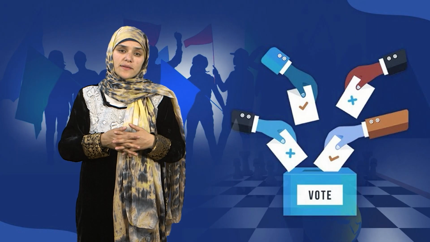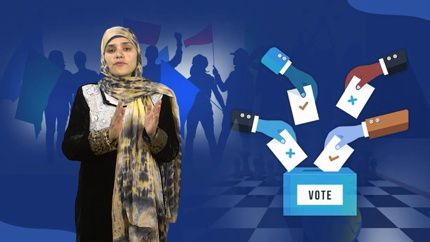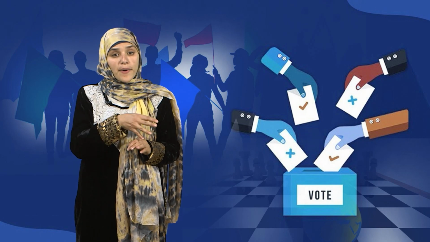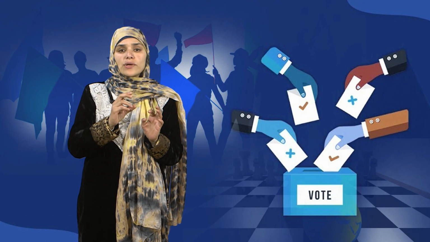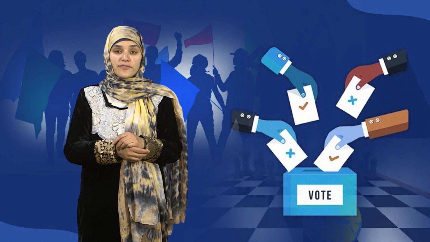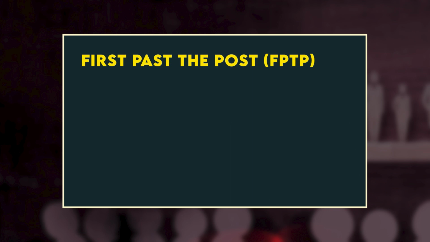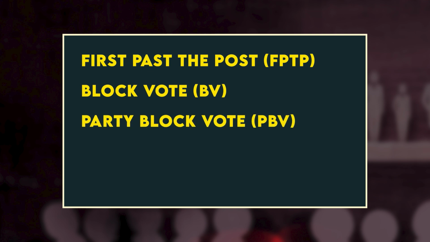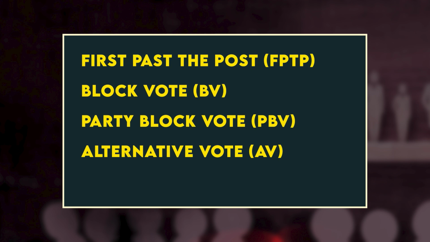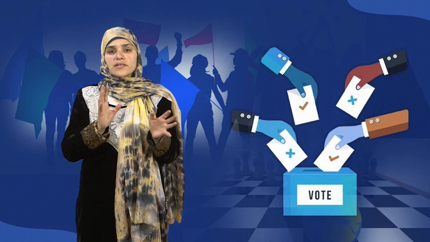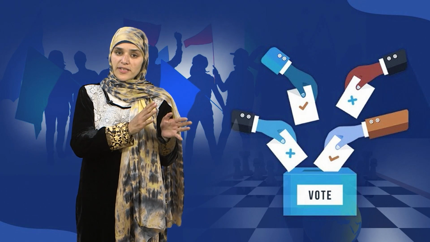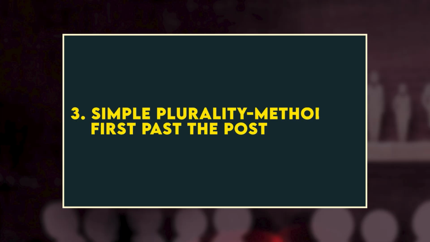Now, the principle of the plurality majority system is simple. After votes have been cast, those candidates or parties with the most votes are declared the winners. Five varieties of plurality majority system can be identified: first past the post, FPTP, block vote, BV, party block vote, PBV, alternative vote, that is AV, and the two round system, that is TRS. Here we are going to restrict our lecture only to one, that is the first past the post formula. The third, simple plurality, that is the method first past the post.